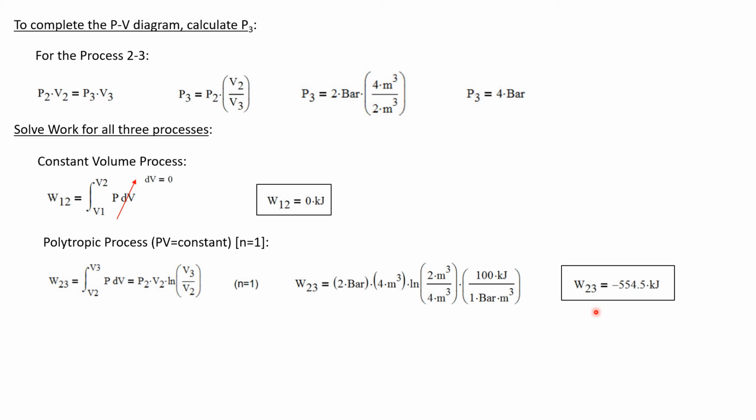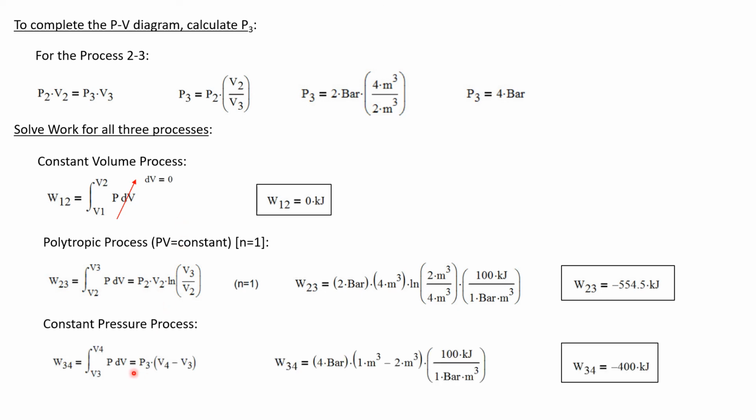Negative indicates that in order for this process to take place, work must be provided, we must do work on the system in order to get the process to take place, because in this process we are increasing the pressure and decreasing the volume of the gas.